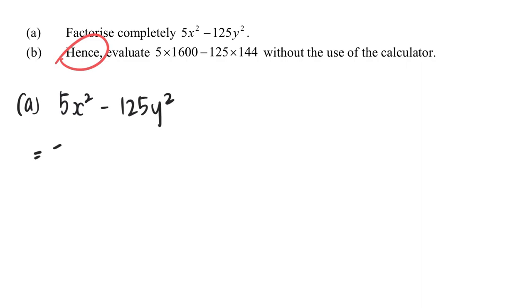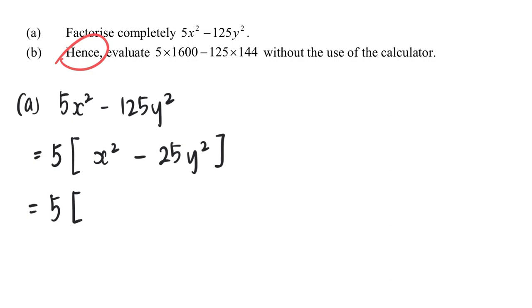I see a common factor 5. And so 125 divided by 5 will be 25y squared. And at this time, I will make use of the special product. Something square minus something square. X times x is x squared. 5 times 5 is 25. Y times y is y squared.